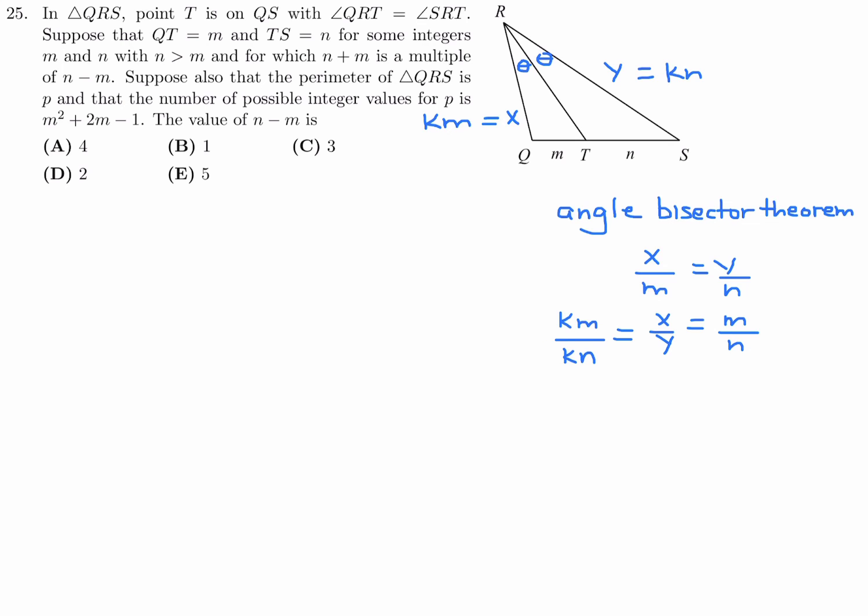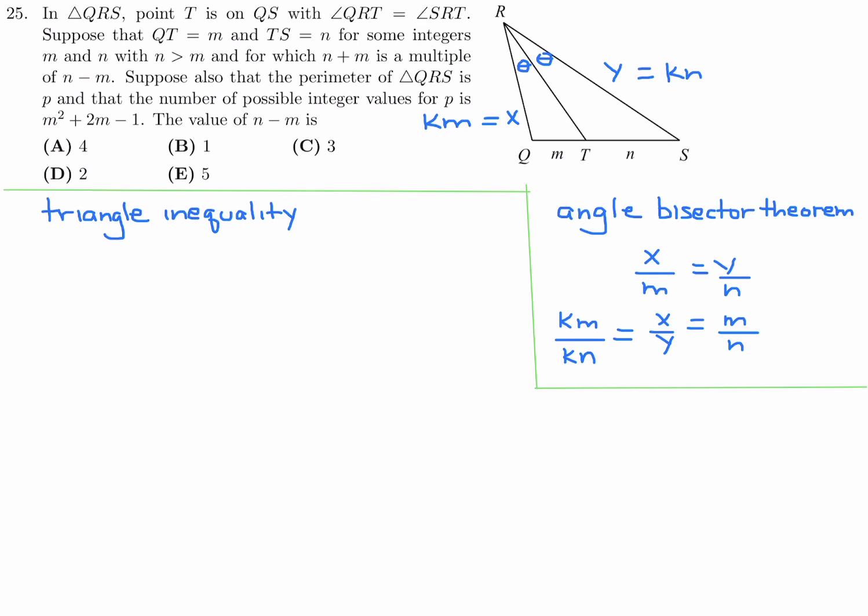Now, we are going to use something called the triangle inequality, which I'm sure many of you know. Two sides have to be greater than the third side. So let's see here. I will compare this side and that side. So that's X and Y. So X plus Y has to be greater than the third side, which is right here, which is M plus N.